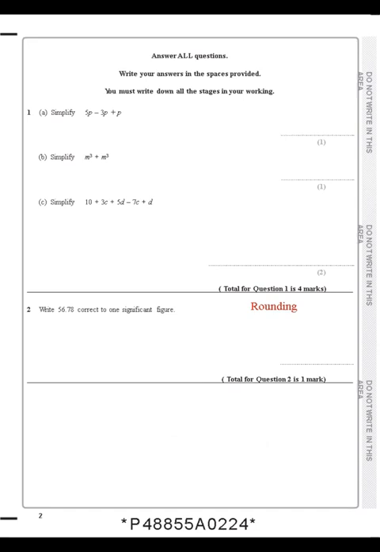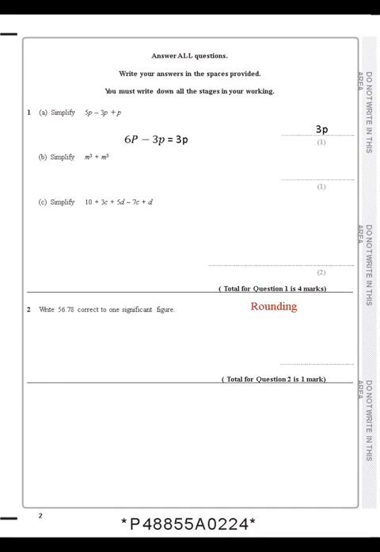Simplify 5p minus 3p plus p. So 5p plus p is equal to 6p, 6p minus 3p is equal to 3p. How did we get that? Based on the BIDMAS rule. Addition always comes first before subtraction. So therefore, the answer to part A is 3p.